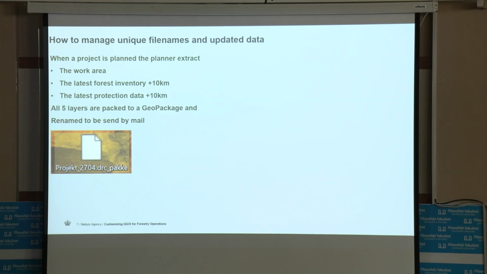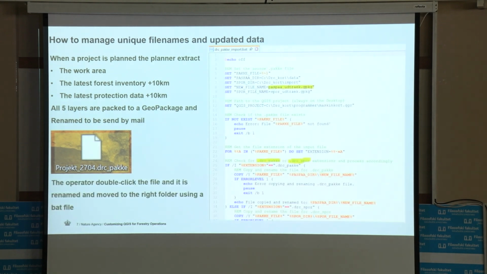So whenever they are planning a project, they just press a button in QGIS, and it takes layers around the working area, packs them into one GeoPackage and renames it. Then the operator gets it by mail. He can double-click this file. Because of the special name, it triggers a bat file. You can see it sets the new file name, the unique file name that the project uses.